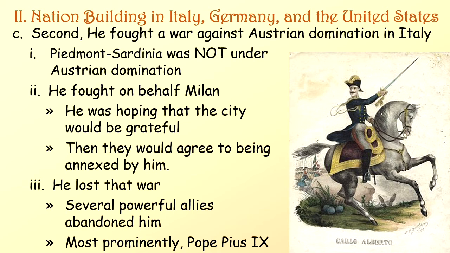Piedmont-Sardinia was not under Austrian domination. Instead, he fought on behalf of the city of Milan. He was hoping that the city would be grateful to him, and then they would agree to being annexed by him. Unfortunately, Carlo Alberto lost that war with Austria. Several powerful allies abandoned him, most prominently Pope Pius IX.